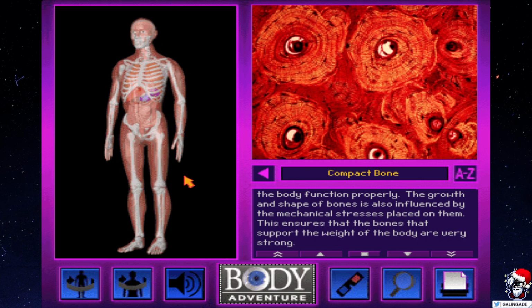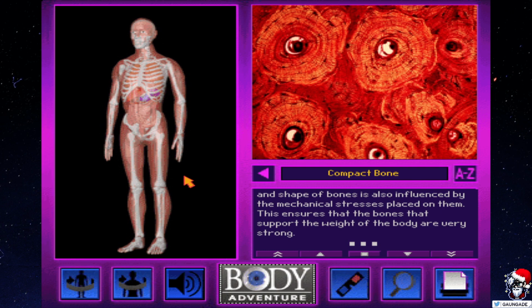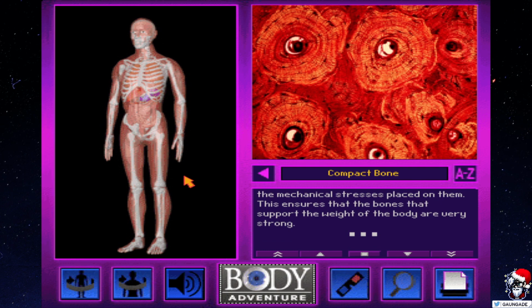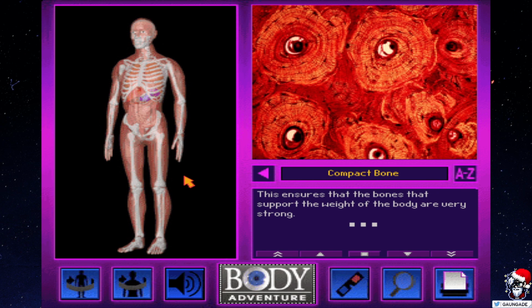The growth and shape of bones is also influenced by the mechanical stresses placed on them. This ensures that the bones that support the weight of the body are very strong.